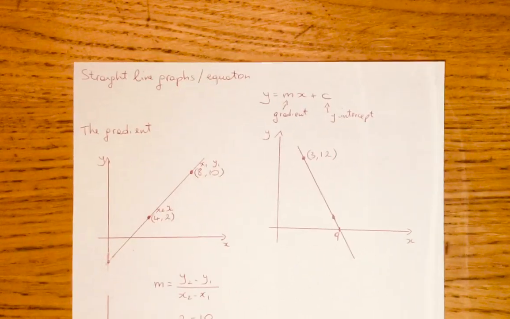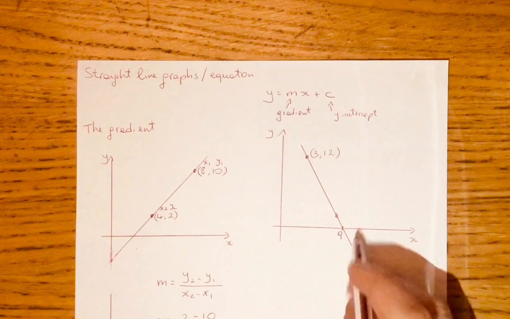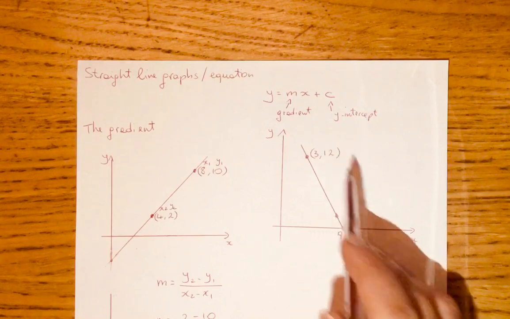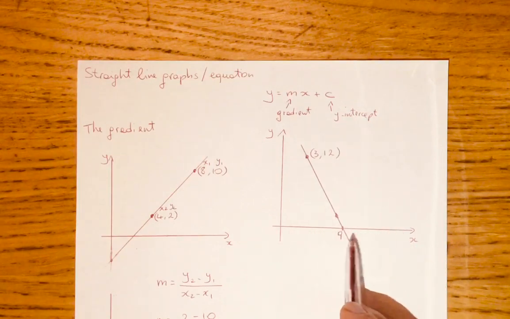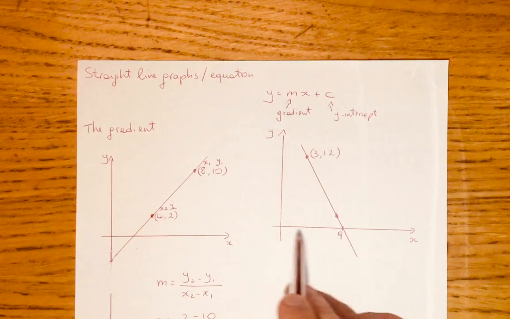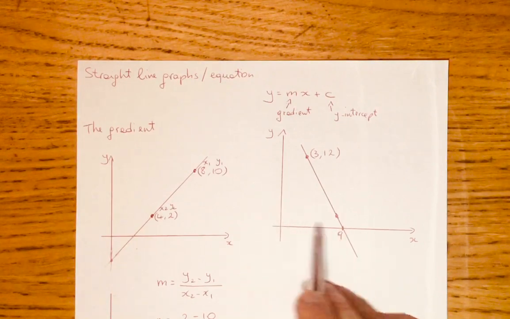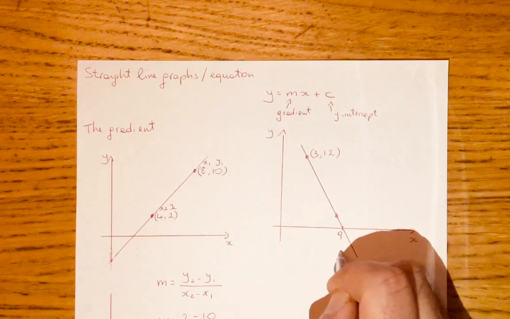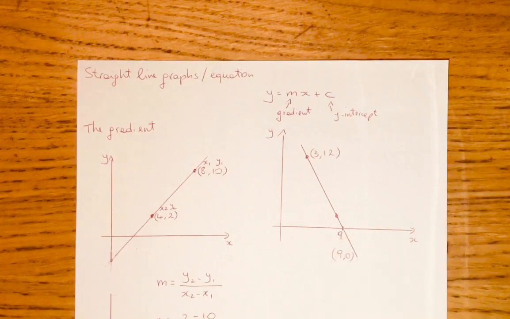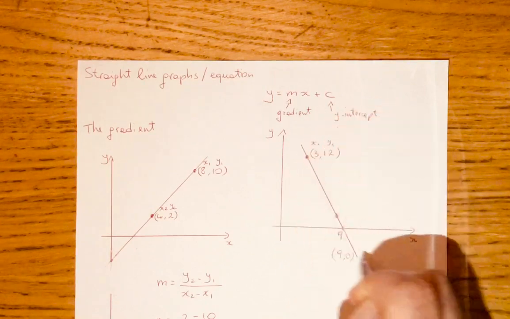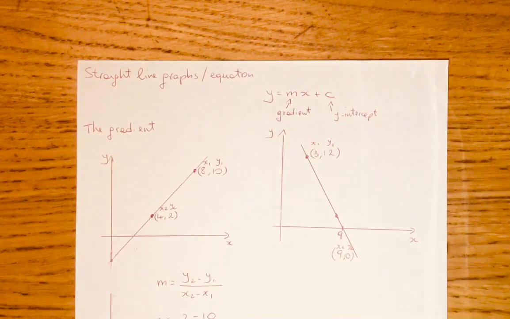Let's see what the gradient of this line here is. I know that this point here is 3, 12. Now this point here is 9 for x and 0 for y, as it lies on the x-axis. So at that point y is 0, and the coordinates of that point are actually 9, 0. Now I'm going to call this one x1, y1 and this one x2, y2.